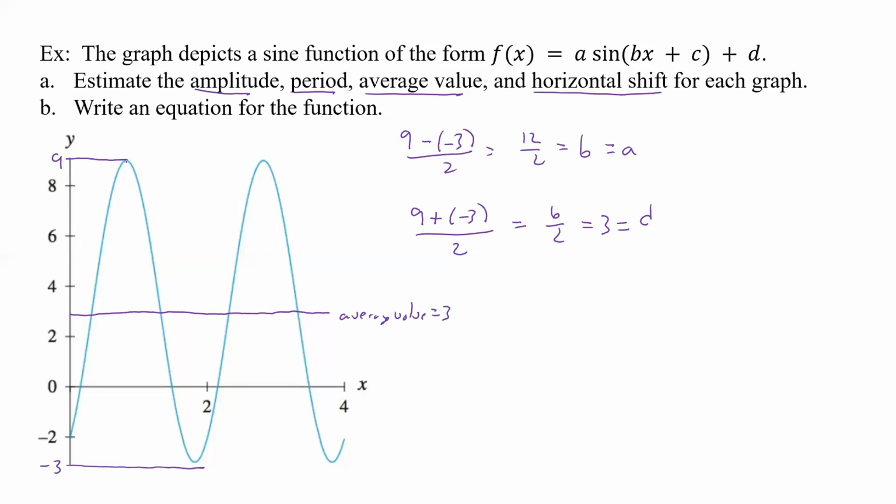And that says then, if we go from here to here, that's our amplitude. And that should be 6. So 9 minus 3 is 6. And if we go from here, 3 minus -3 is 6 as well. And so A is equal to 6 here as well.